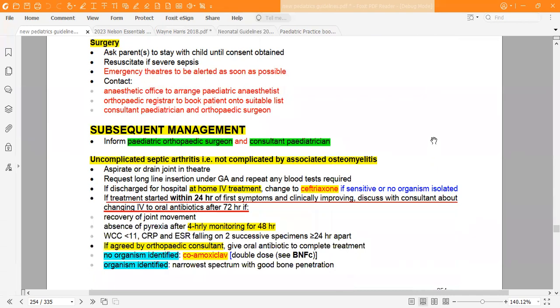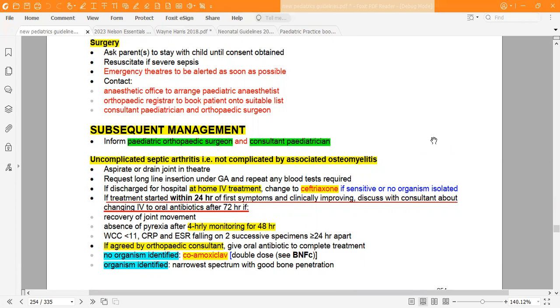Subsequent management, inform pediatric orthopedic surgeon and consultant pediatrician. Those are going to be your team, your consultants, side by side. For subsequent management, we have complicated septic arthritis and uncomplicated septic arthritis. If you've got uncomplicated septic arthritis, what does that mean? Not complicated by associated osteomyelitis. So what are you going to do? Further management for this patient: aspirate or drain joint in theater. Request long line insertion under general anesthesia and repeat any blood tests required.